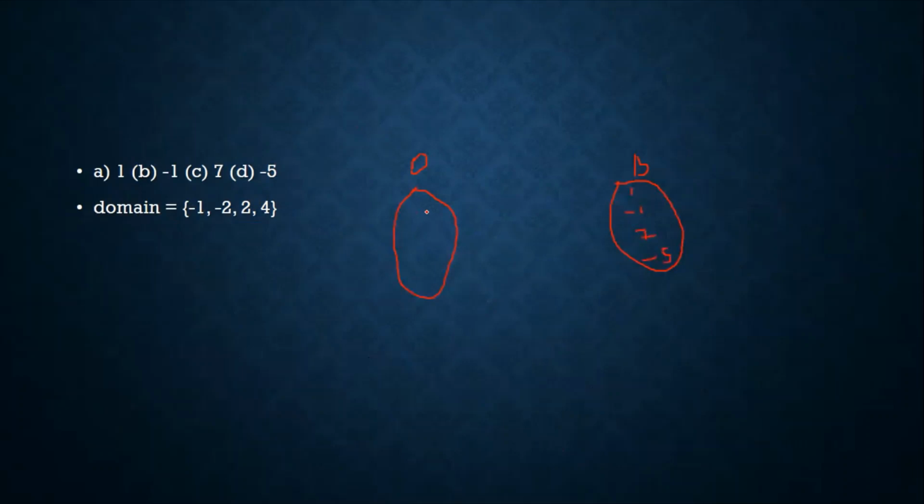And for our domain, we have minus 1, minus 2, 2, and 4. So from our solving, we can see that minus 1 is mapped to 1, minus 2 is mapped to minus 1, 2 is mapped to 7, and 4 is mapped to minus 5.